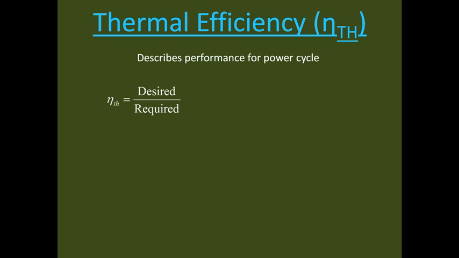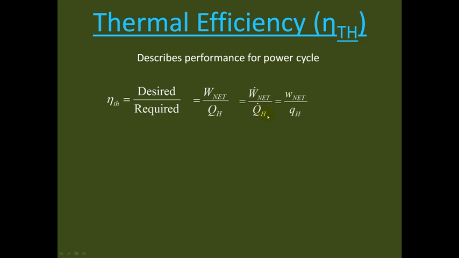In this case, our desired energy transfer is going to be our net work. We want to produce work or power coming out of our system. We require heat transfer coming from our high reservoir. We can rewrite this in terms of rate of time or per unit mass. It's still going to be the same relationship of our net work over the rate of heat transfer from the high reservoir.